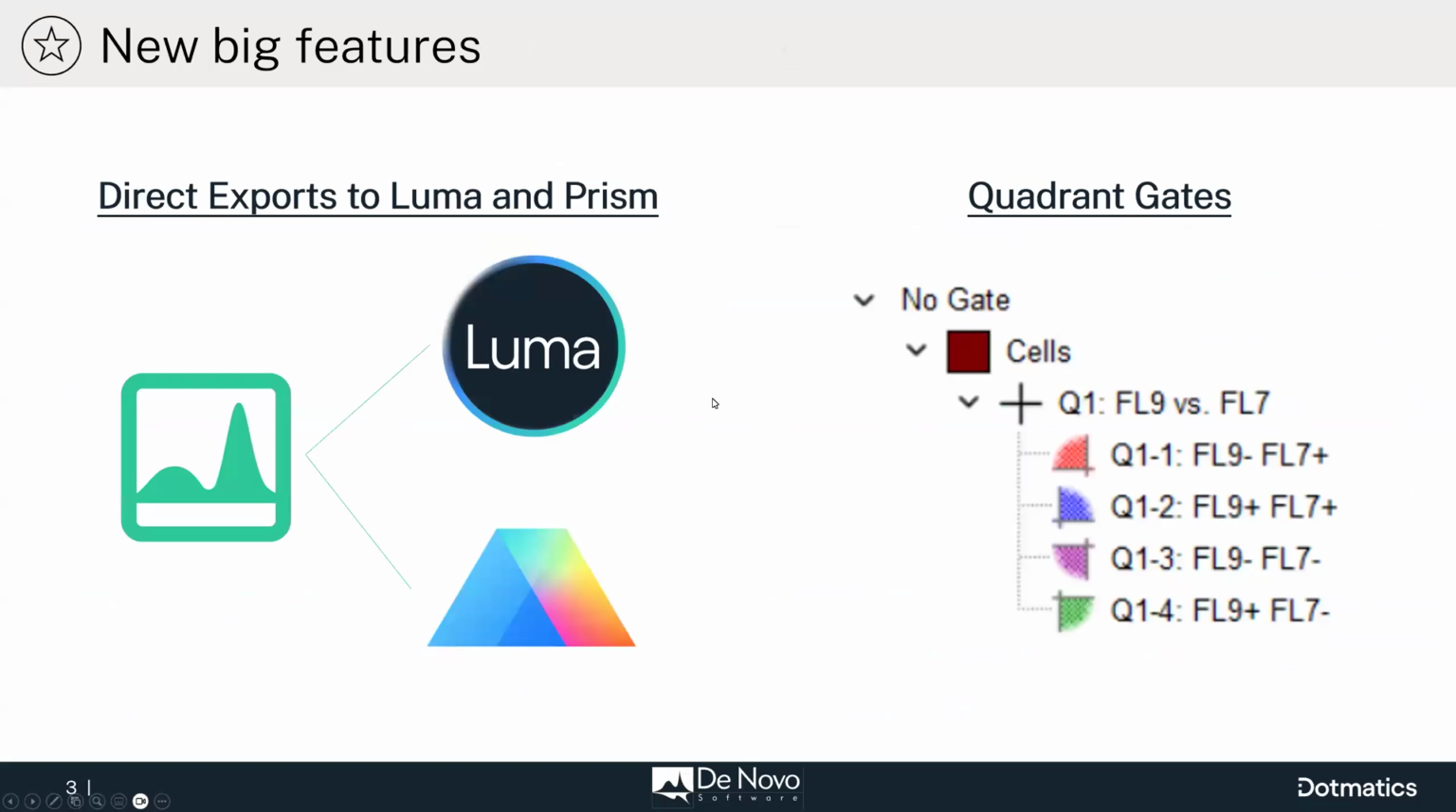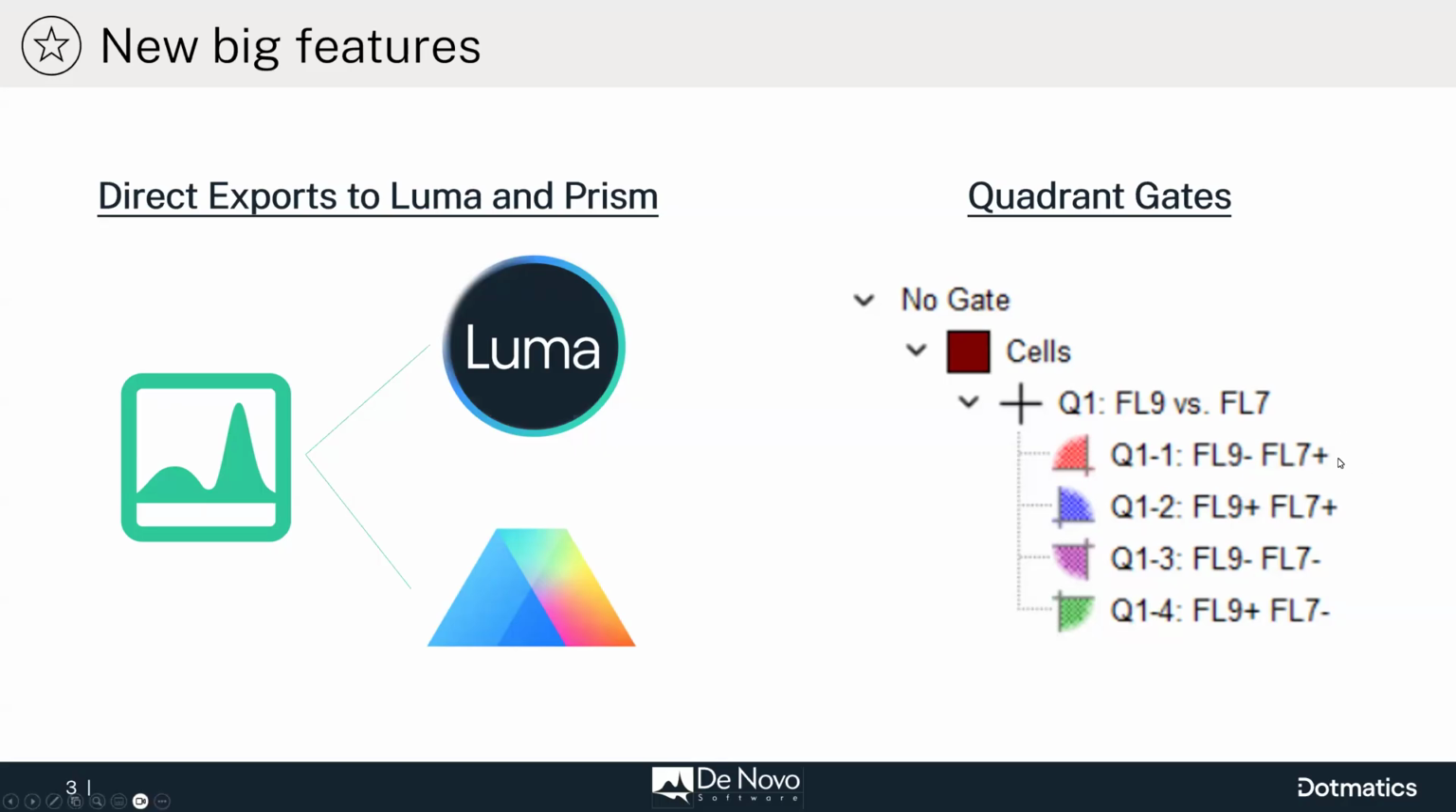For our big ticket items, we do now have the ability to export directly to Luma or to GraphPad Prism. I'm not going to spend any time talking about these, mostly in the interest of time. We do have some videos on our website about how to do exports to Prism. So if that's something you use in your laboratory and you're interested in learning how to do it, feel free to check out those videos, or you can also reach out to us at support@denovosoftware.com if you want an in-person tutorial or ask any questions about how to do that.